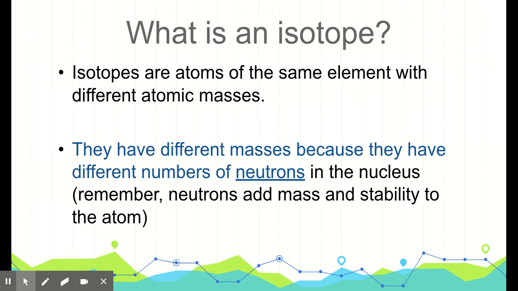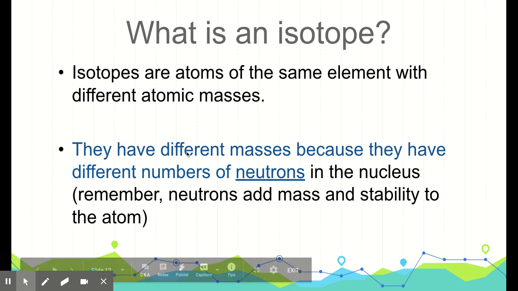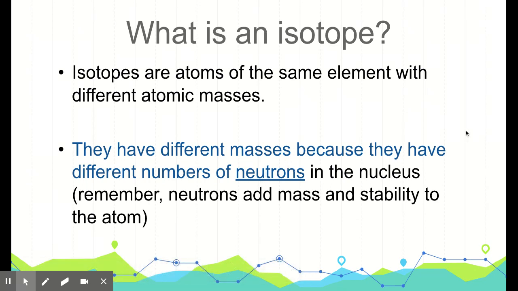Neutrons, the only thing they really contribute to an atom is mass. It's helping stabilize the nucleus. So if you're changing the number of neutrons, you can come up with an unstable nucleus, which can give you radioactive elements.